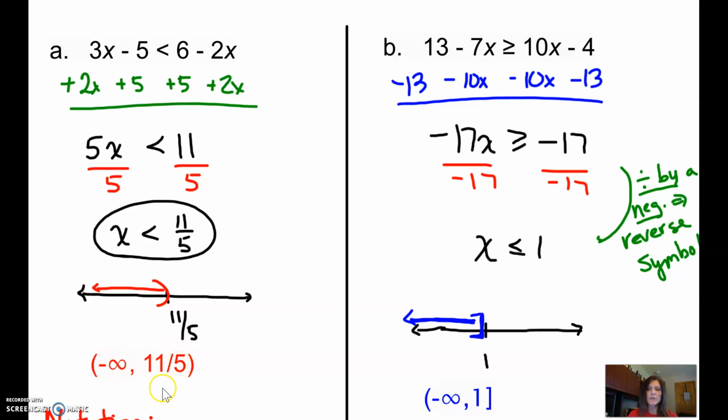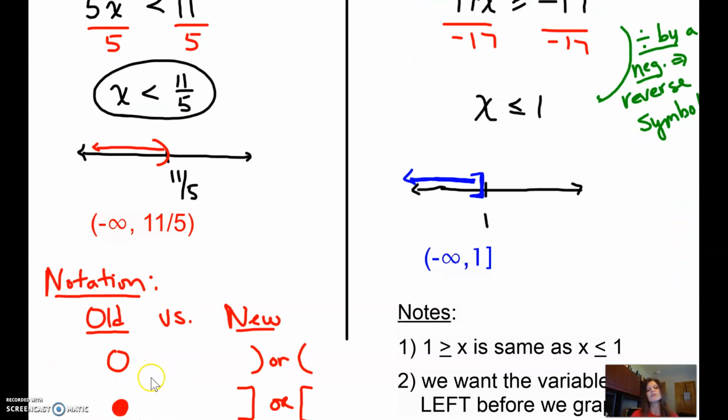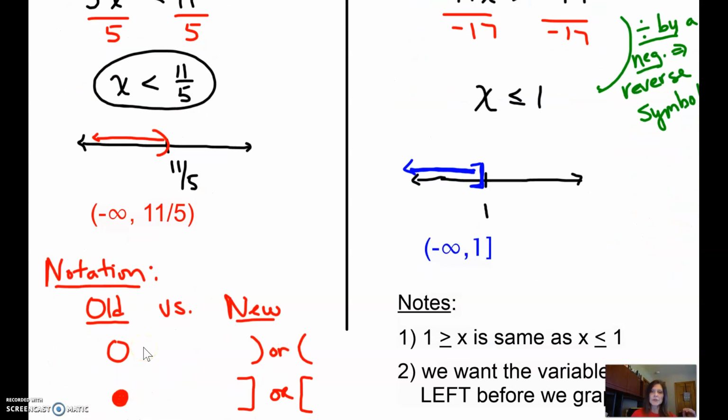I have a parenthesis around 11/5 because I'm not including that endpoint, and I always have a parenthesis around the infinity because, well, I'll never quite get there. There's always one more place to go, right? So you can never really include it. So the old notation, open circles to show that I don't include the endpoint. Now I'm going to use parentheses. And it goes whichever direction you're headed, right? Old notation, filled in circle to show you want to include the endpoint. Our new notation, we're going to use these square brackets.